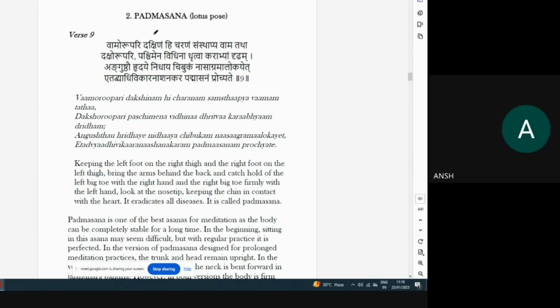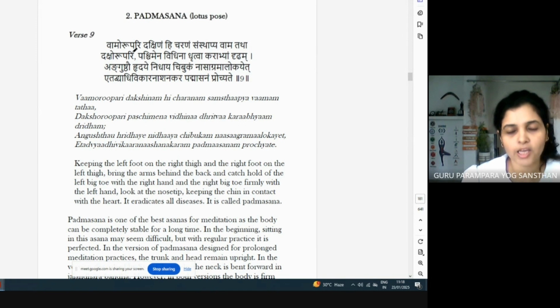Okay. The practice is the same as we do in Baddha Padmasana. A similar kind of practice is explained in Padmasana, and here also we are applying Jalandhar Bandha and Nasagra Avalokye, that is Nasagra Drishti. Practice as you do the Baddha Padmasana. I'll show you quickly right now.